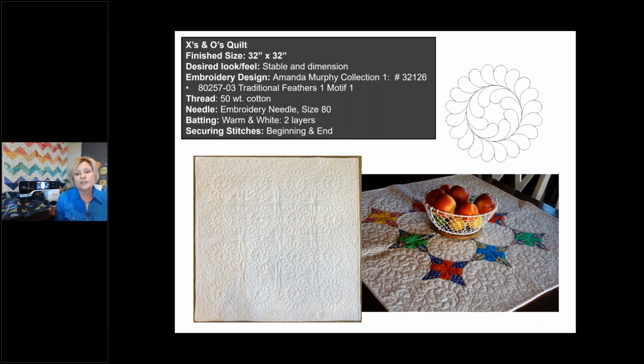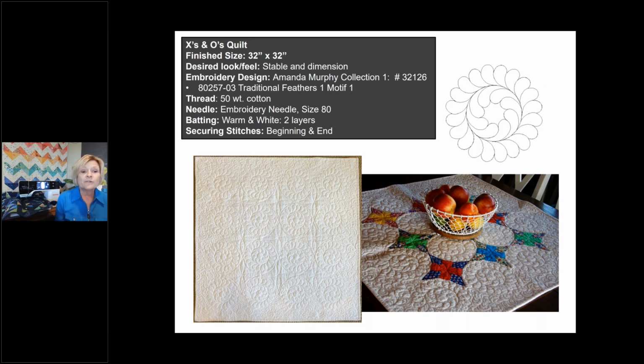To do that for embroidery designs, I chose one of Amanda's collections, which is written up here on the screen. For the thread, I used a 50 weight cotton thread in the top and in the bobbin. I used an embroidery needle, and I went up to a size 80 as opposed to a 75, which I normally use, because I have 2 layers of the Warm and White batting in there. In terms of securing stitches, because we talked quite a bit about securing stitches, I had them turned on at the beginning and at the end of this particular design.